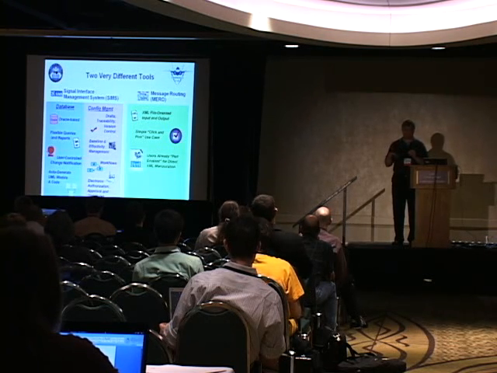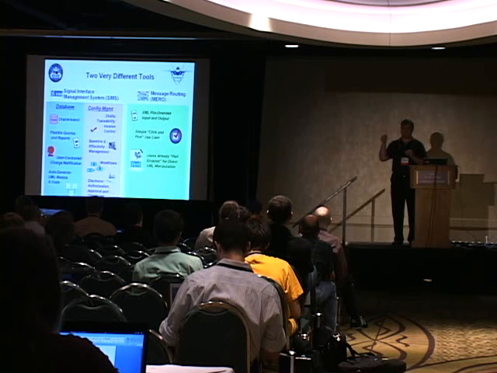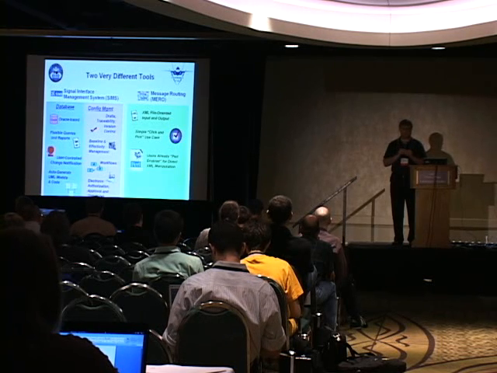Now, on the right-hand side is the opposite end of the spectrum. It's a very small tool called a message routing system. We don't use the internet on the air vehicle because we have to make sure that every message gets where it's going, exactly when it's going to get there.